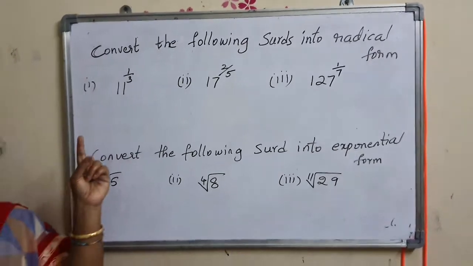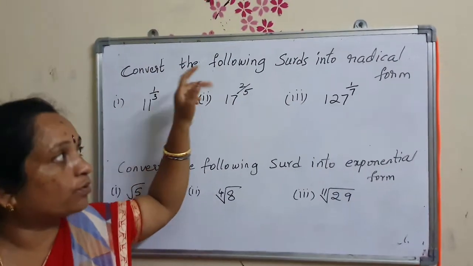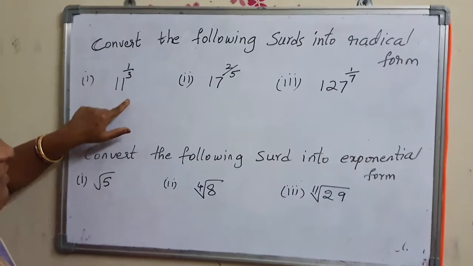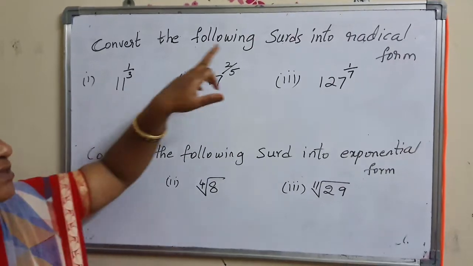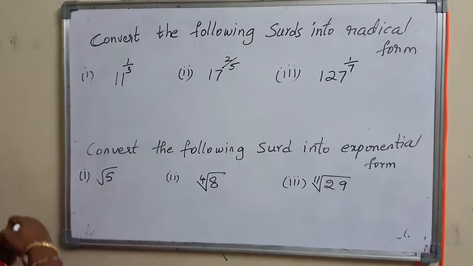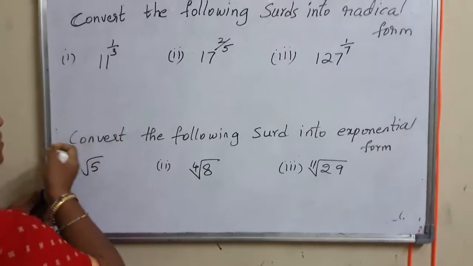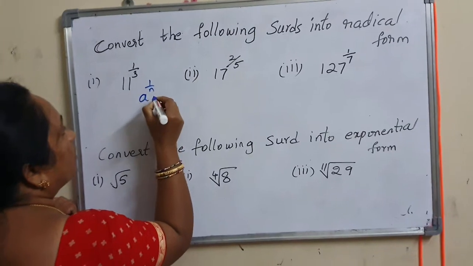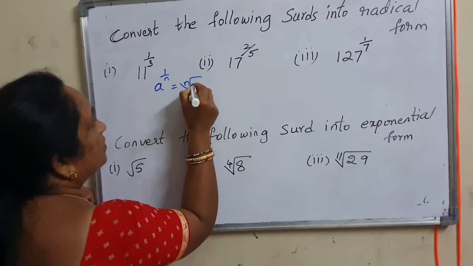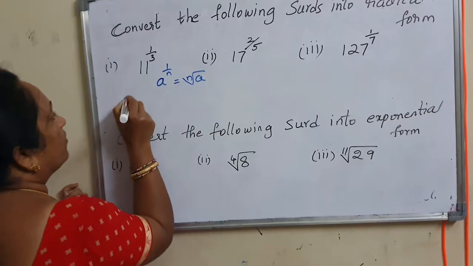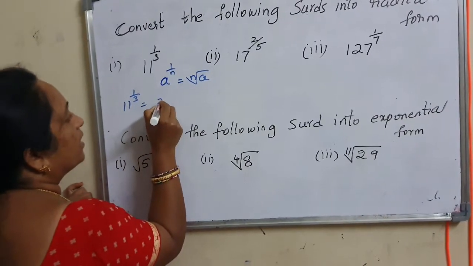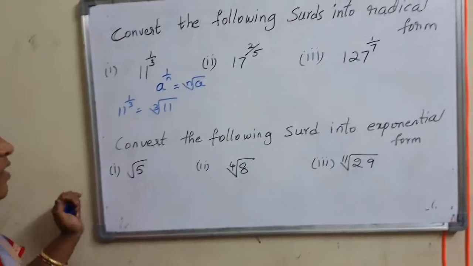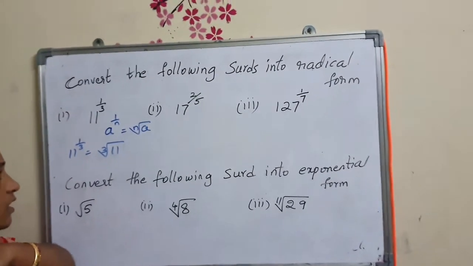Here are a few examples. Here we learn how to convert surds into radical form. This is a surd which is in exponential form. We have to convert this into radical form. It is in the form of a power 1 by n, which can be written as the nth root of a. So 11 to the power of 1 by 3 can be written as the cube root of 11, and here the order of the root is 3.